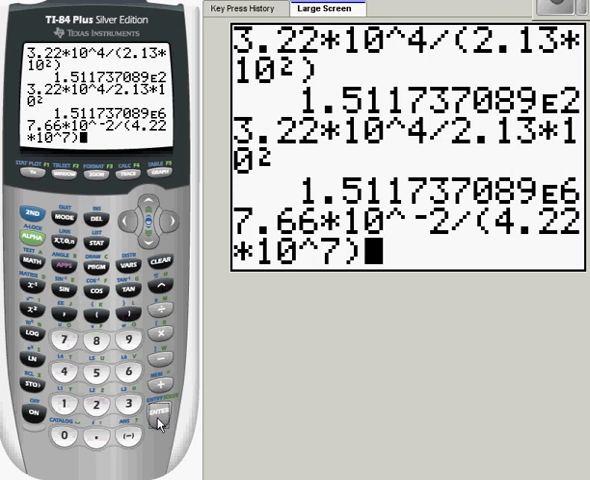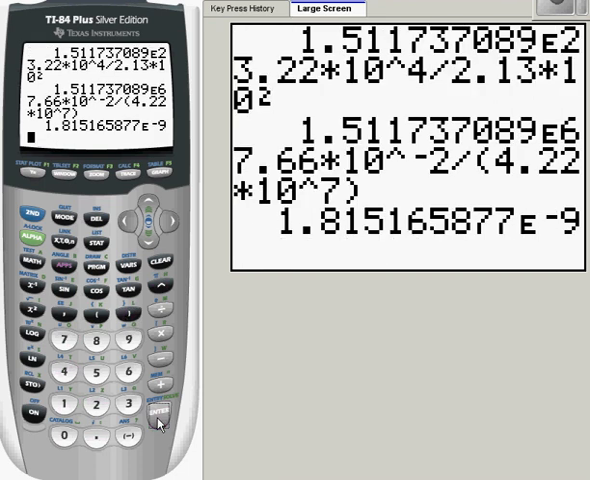Okay, that was putting everything into scientific notation. If I want to take something from scientific notation and put it into standard form or normal form, then I need to have my mode set differently. So I'm going to go back to mode, and now I don't want scientific notation, I want normal, so I use my left arrow to get back there. I hit enter, and now I'm on normal mode.